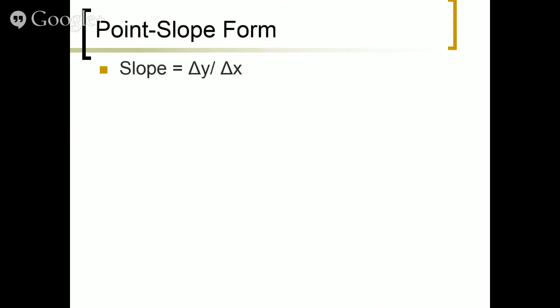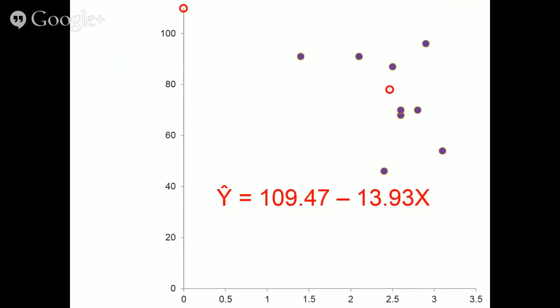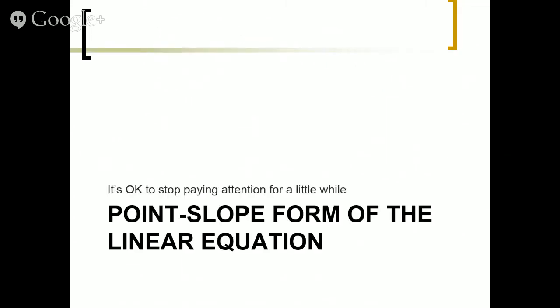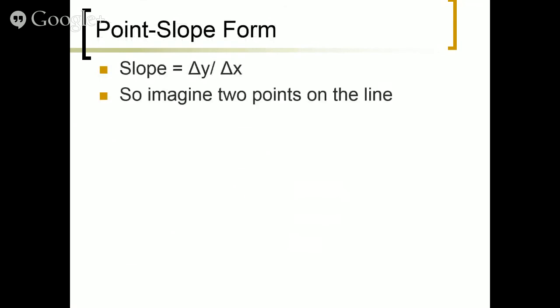The point-slope form: if you remember, the slope is rise over run. The slope is the change in y for every 1 unit change in x. So in this case, negative 13.93 means every time x goes up by 1 step, y drops by 13.93 points. So every time a GPA goes up by 1 entire GPA point, 1 full letter grade, then our best prediction is that a person's exam score will drop by 13.93 percentage points. So it's rise over run, change in y divided by change in x.